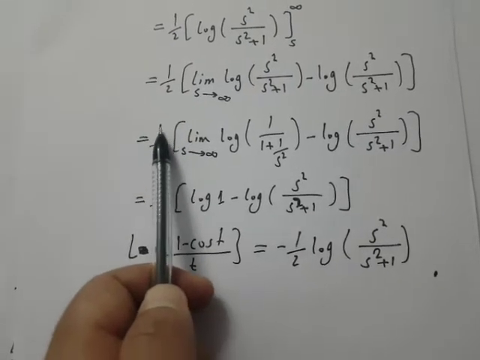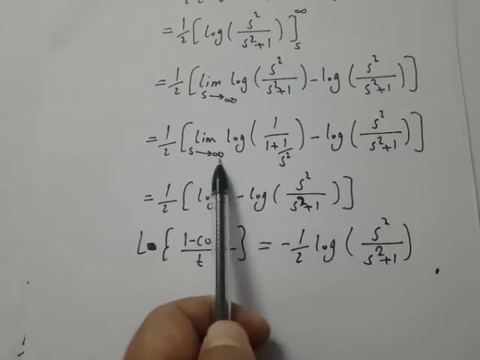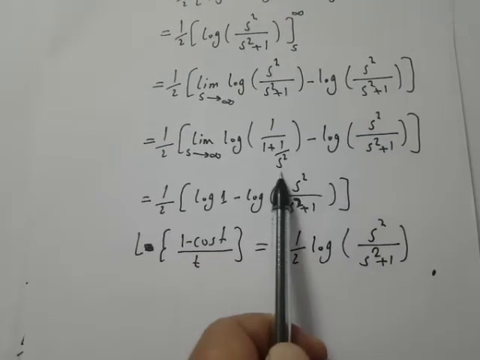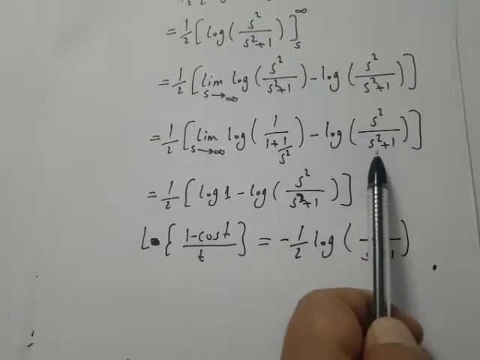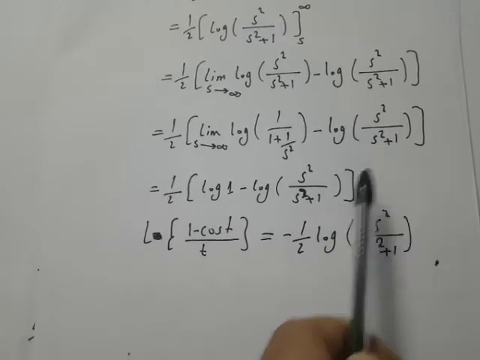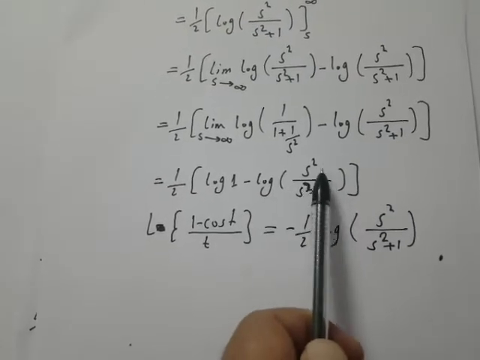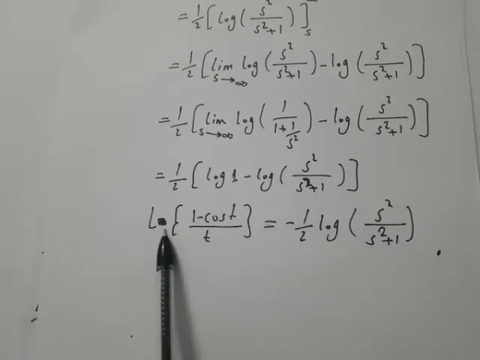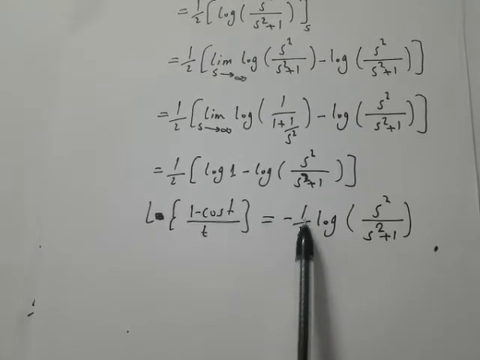So we will have 1 upon 2 limit s tends to infinity log 1 upon 1 plus 1 upon s square minus log s square upon s square plus 1. So we will have 1 upon 2 log 1 minus log s square upon s square plus 1. So finally Laplace transform of 1 minus cos t upon t is equal to minus 1 upon 2.